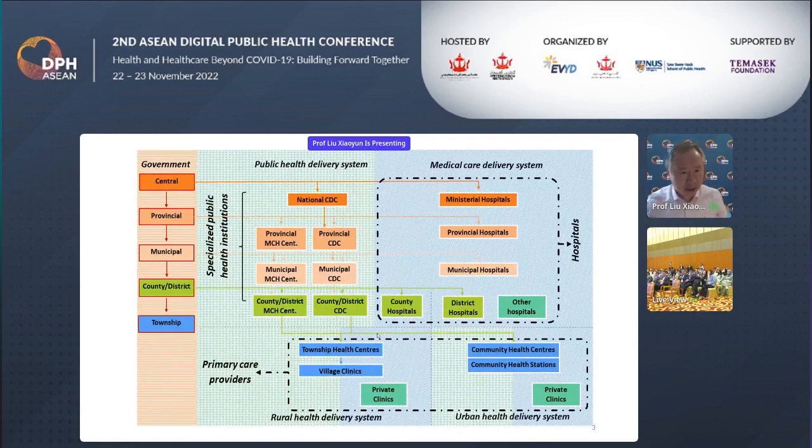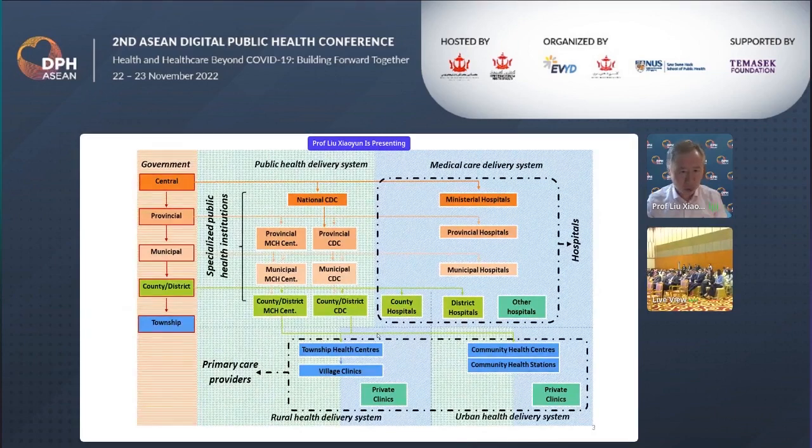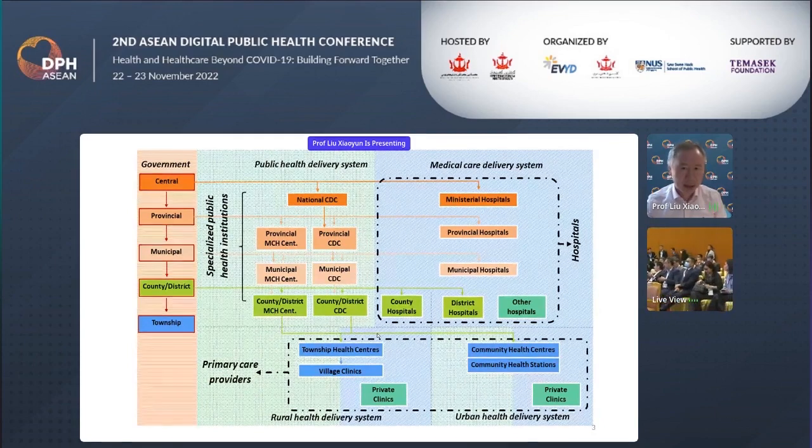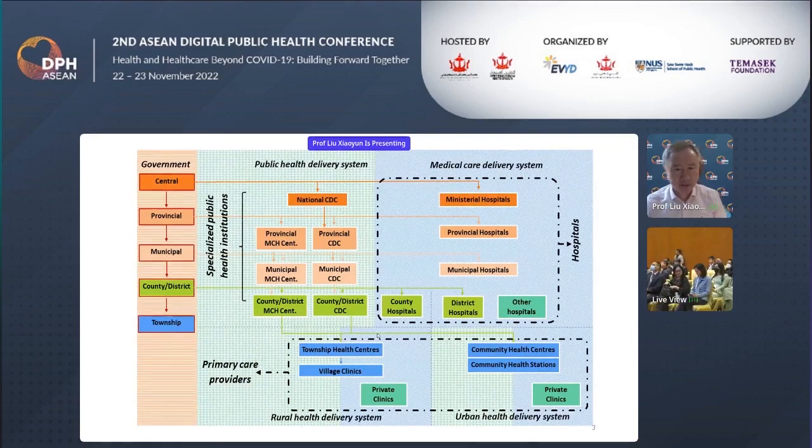The upper left side is the public health system, and the Center for Disease Control is the key organization in this area. Again, we have four levels of Center for Disease Control, from national to county level. Currently, especially after the COVID-19 pandemic, China's public health system is undergoing significant reform. At the bottom is the primary care delivery system.